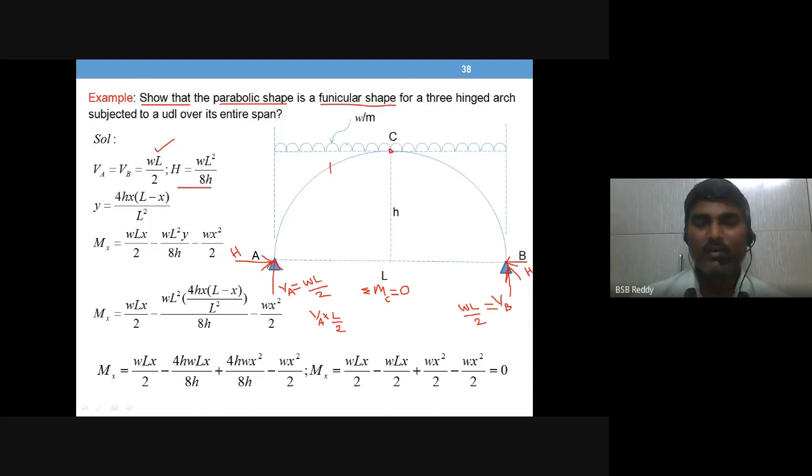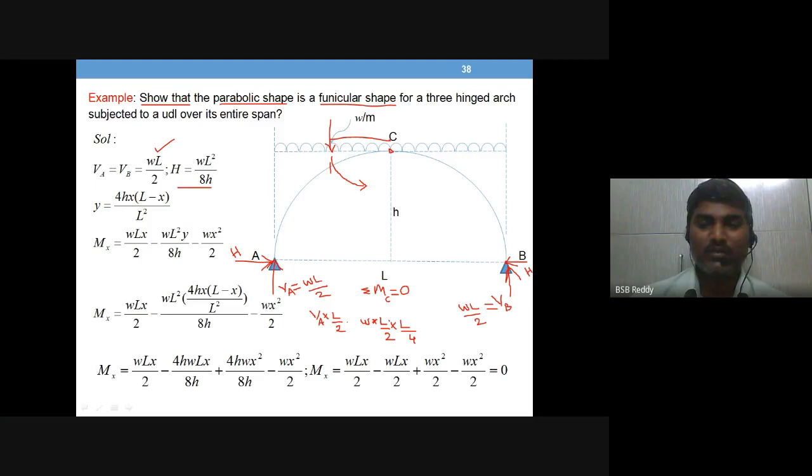Then what about UDL? The UDL value is W into, what is the span to the left of C, only L by 2. That is the total load acting to the left of C. What is the distance? Half of L by 2, so L by 2 divided by 2. What does that become? L by 4. And what is the direction?